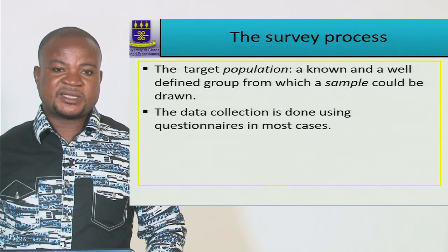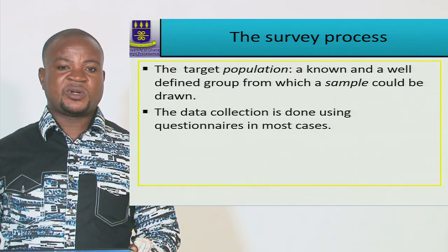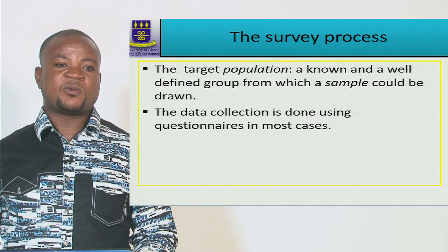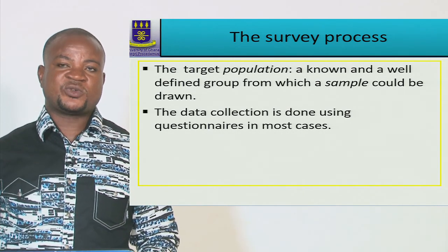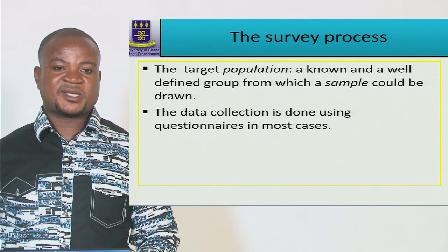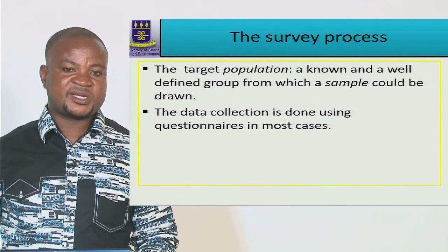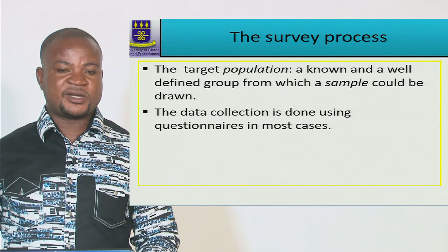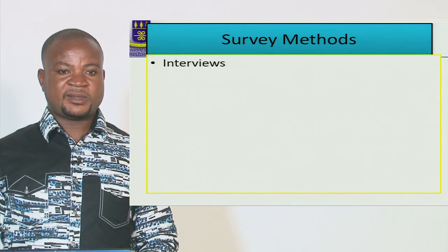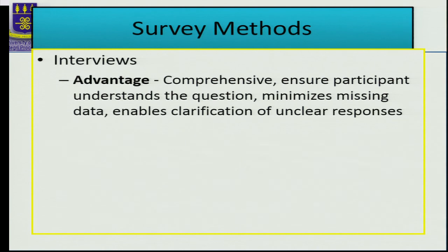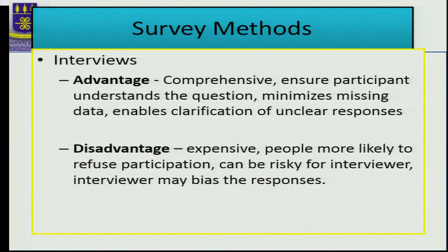When it comes to the survey process, you need to know your target population, which is a known and well-defined group from which your sample will be picked. You pick your sample, and then you do your data collection using a questionnaire or an interview, and then you analyze your data. So we can use interviews when it comes to survey. Interviews most of the time have several advantages. They are quite comprehensive. They ensure participants understand the question. It minimizes missing data, enables clarity of unclear responses, and stuff like that.